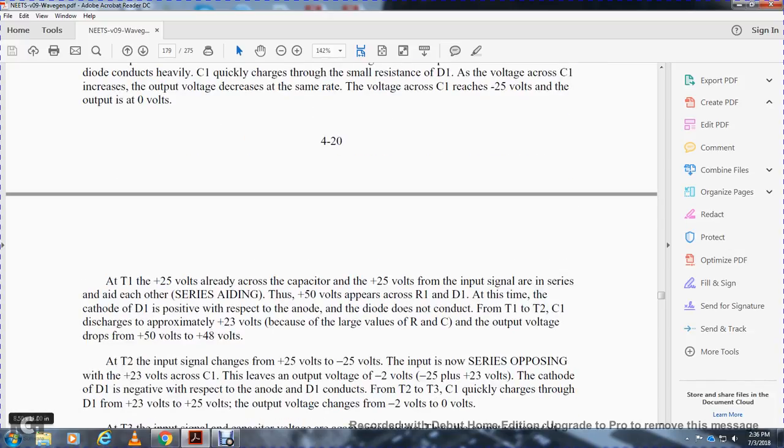At T1, with 25 volts already across the capacitor and the 25 volt input signal in series, the total is 50 volts across the period, appearing across resistor 1 and diode 1.